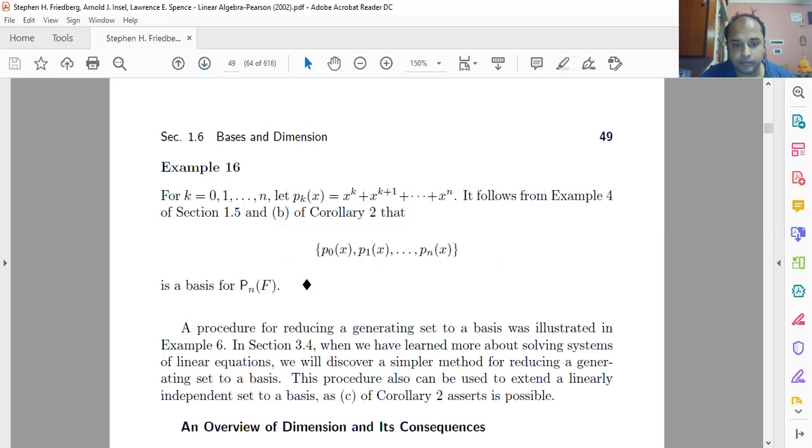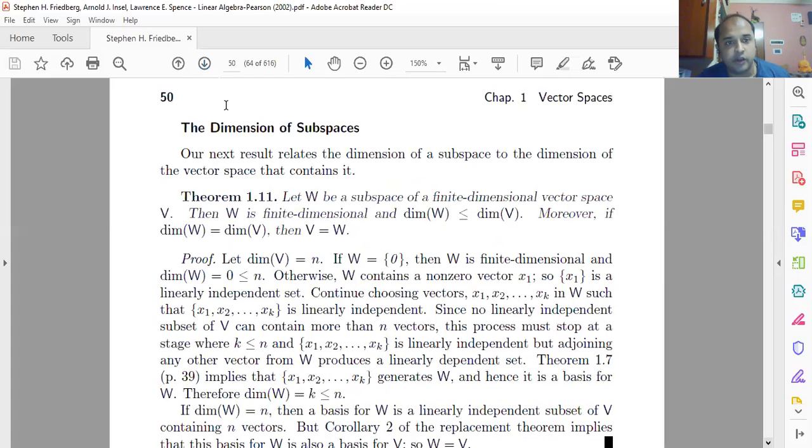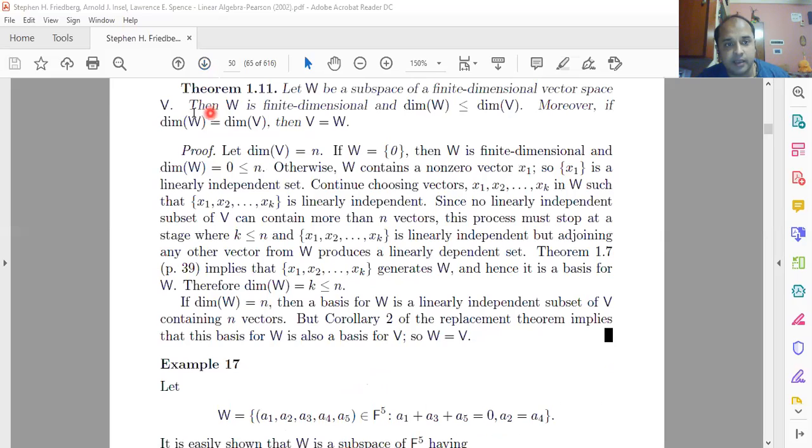Theorem 1.11. Let W be a subspace of a finite dimensional vector space V, then W is finite dimensional, and the dimension of W may be lesser than or equal to the dimension of V. It may be less than the dimension of V, or sometimes the dimension of W is the same as the dimension of V. Moreover, if the dimension of W and the dimension of V are the same, then V equals W.